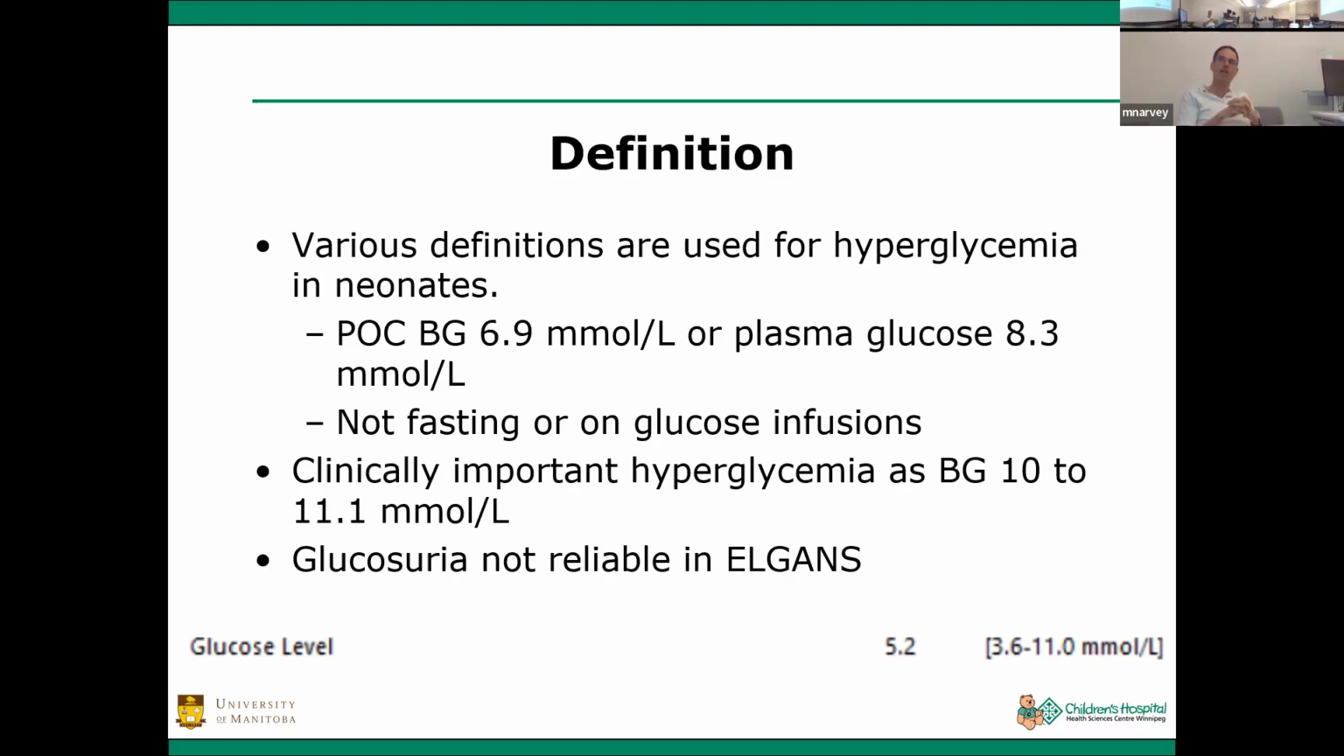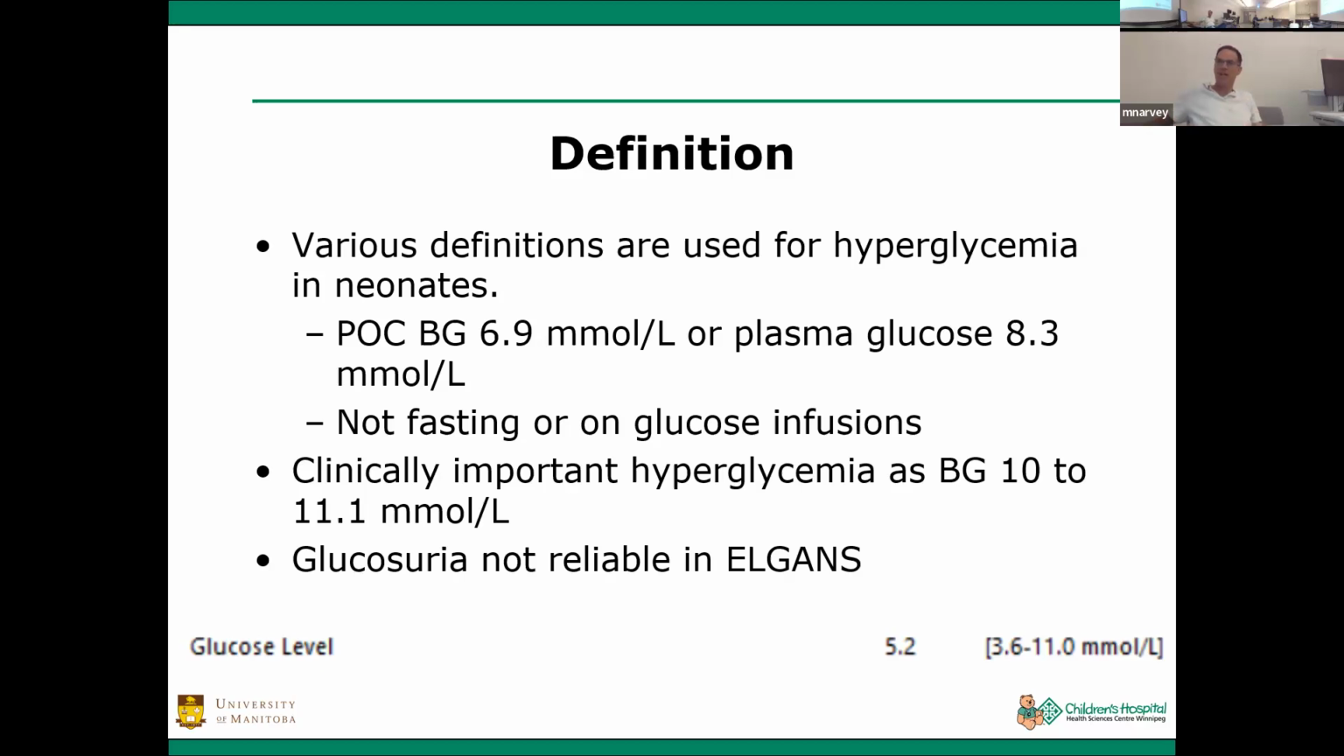Clinically important hyperglycemia is said to be 10 to 11.1. Okay, that's generally what most people think of. Glucosuria is not reliable in LGANs. That's an important point. They spill bicarb, they spill glucose. So you can't use glucose as a measurement in LGANs.